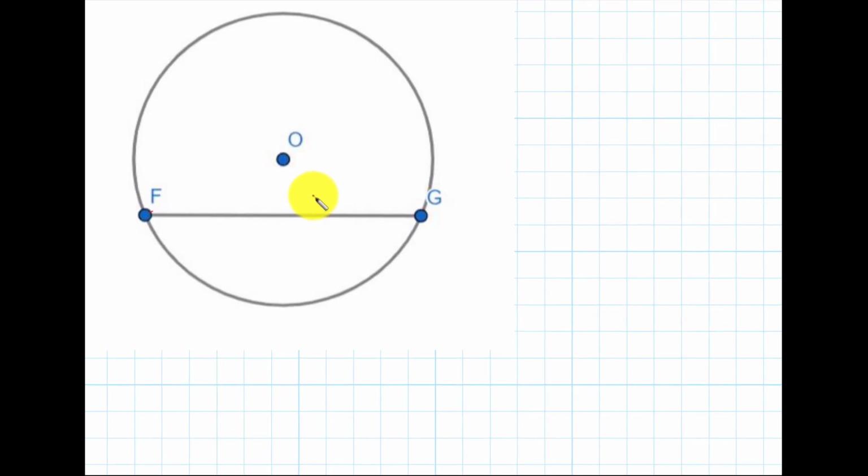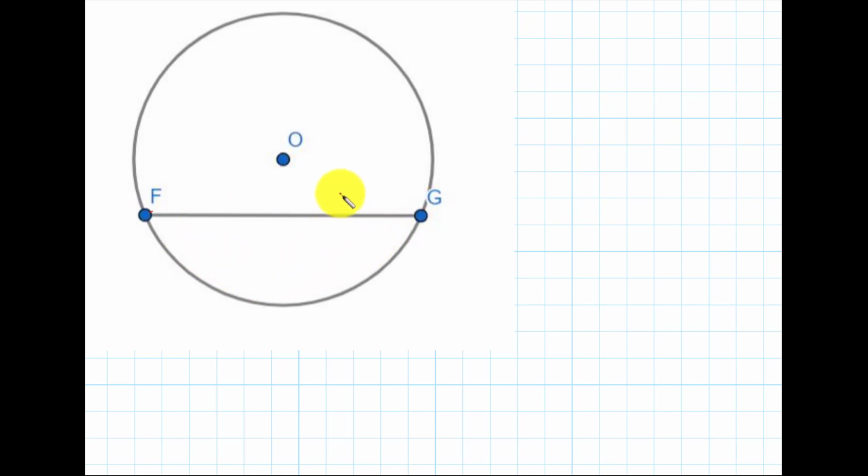This time we are going to discuss the segment of the circle. O is the center of the circle. F and G are 2 points. Joining them we get the chord FG.